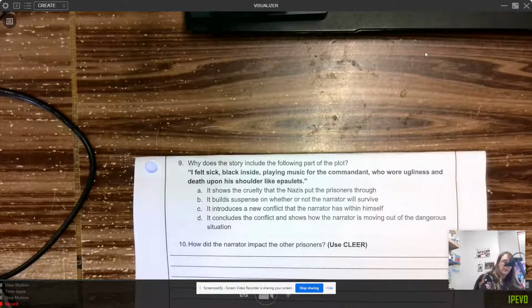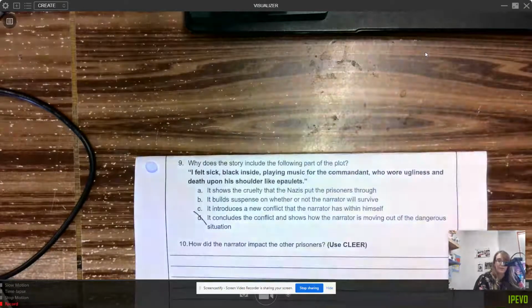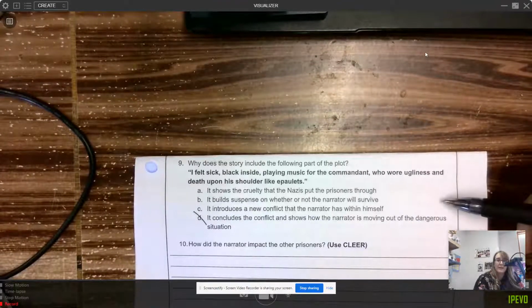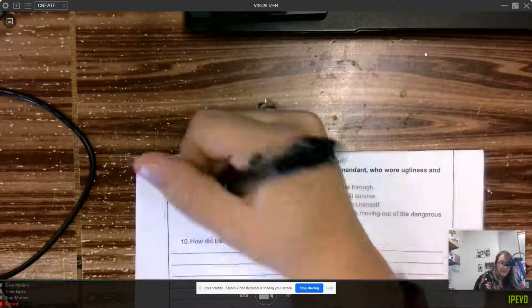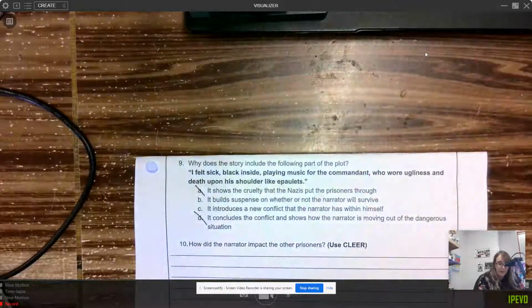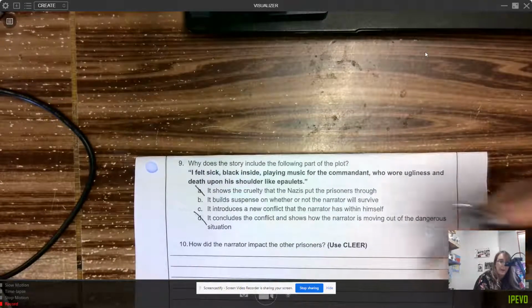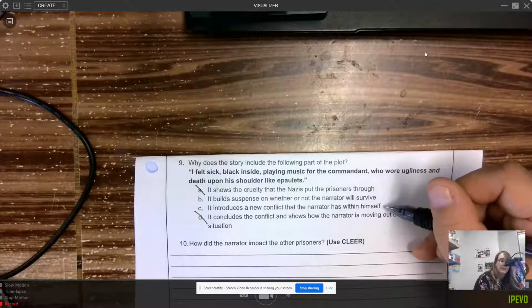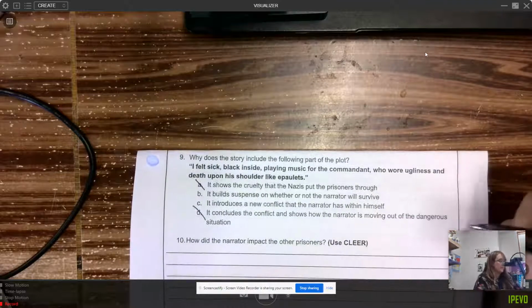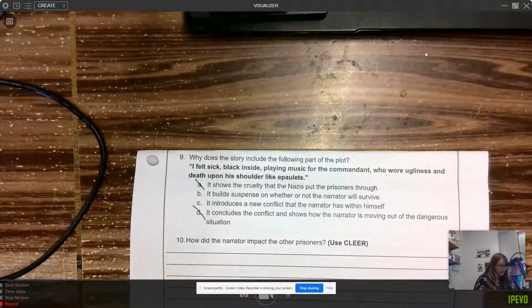Well, right off the bat, we know it's not D. He never gets out of the dangerous situation. Okay. Him playing it for the commandant does not show the cruelty. It builds suspense on whether or not the narrator will survive or introduces a new conflict the narrator has within himself. In the book, it even says that he hates, let me see if I can find it.